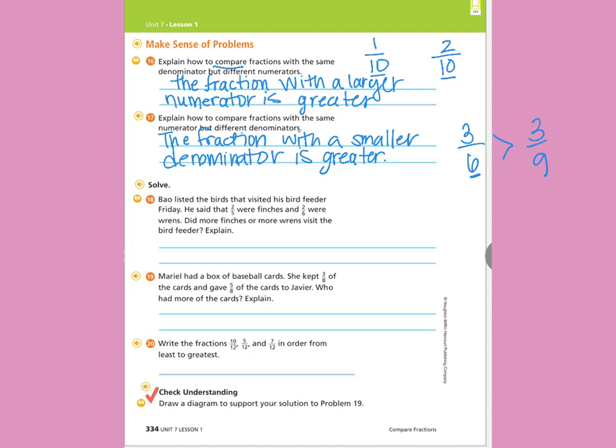Number 18, Bao listed the birds that visited his bird feeder Friday. He said that 2/5 were finches and 2/6 were wrens. Did more finches or more wrens visit the bird feeder? So we're comparing the fraction 2/5 and 2/6. So in this example, we have the same numerator, but different denominators. So the fraction with the smaller denominator is bigger. Smaller number on the bottom is bigger. So 2/5 is greater than 2/6, which means there were more finches. All right, I want you to do number 19 and 20 on your own. We're going to skip the check for understanding.